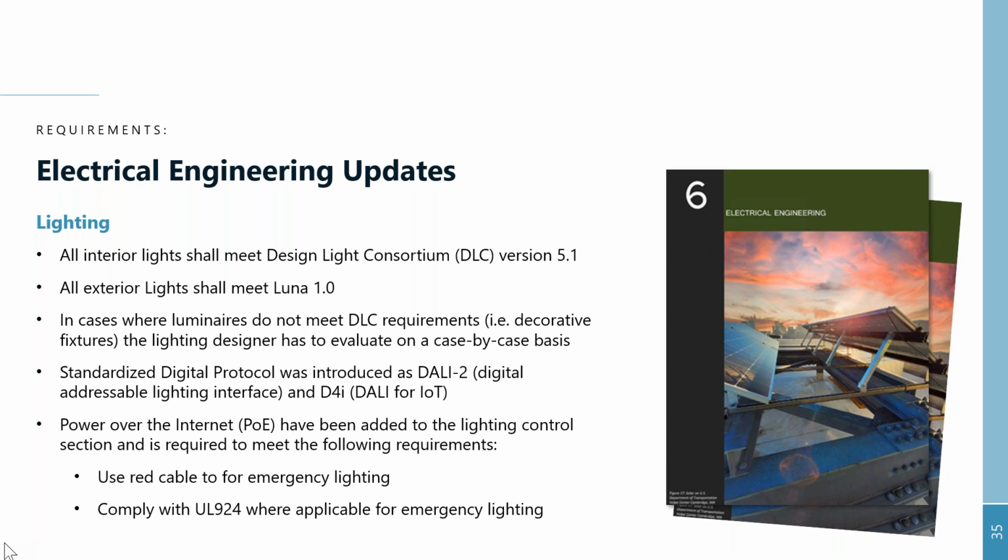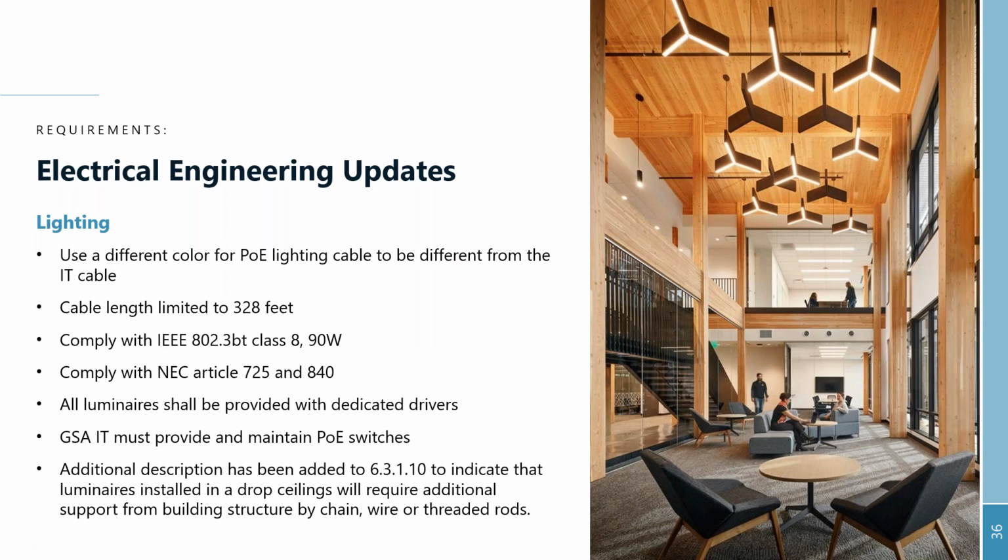If the projects you are working on are going to use Power over Ethernet systems, then you have to follow the requirements below. You are required to use red cable for the emergency lighting, and you have to comply with UL 924 for the emergency lighting. You have to make sure that the cable used for normal lights is a different color than the IT cables. You have to use lengths limited to 328 feet. You have to comply with IEEE 802.3bt Class 8, which allows you to go up to 90 watts on that cable. Of course, you have to comply with the new National Electrical Code Articles 725 and 840, and all luminaires shall be provided with dedicated drivers.